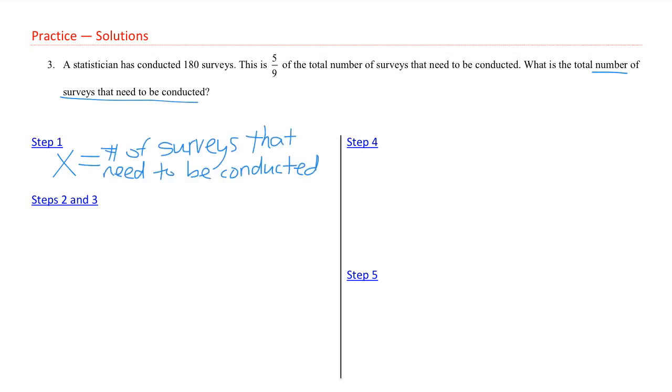Now that we have our variable, it's time to write an equation for this problem. We know that 180 surveys equals 5/9 of the total number of surveys that need to be conducted. So to write our equation, we'll start with 180, and then there's the equal sign. 5/9 of means 5/9 times the number of surveys, and of course we don't know what that number is, so we'll put x there. So our equation is 180 equals 5/9 x. Let's go ahead and solve this equation now.